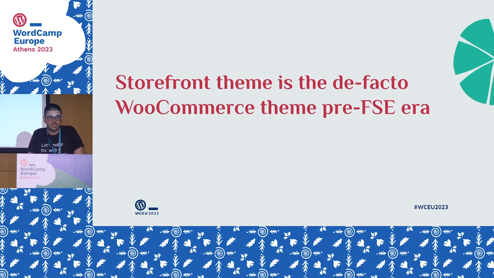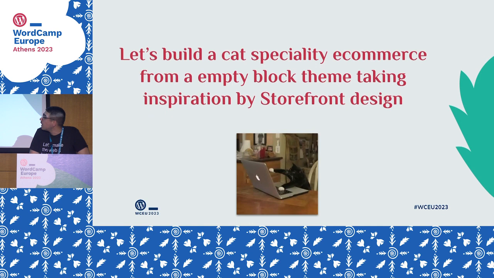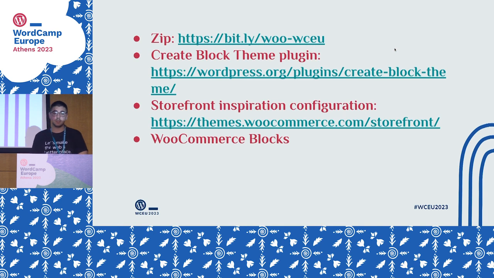With this workshop, I want to help you build a cat specialty e-commerce with the site editor, taking inspiration from the Storefront design. I don't know if you downloaded the zip that I shared on WordCamp Europe. Did you download the zip? I invite you to create a WordPress website with the zip. The zip contains the products to import in WooCommerce. After that, you have to install the Create Block Theme plugin that allows you to create a new block theme. After that, we will take inspiration from the Storefront theme for building the e-commerce. And obviously, you need to install WooCommerce and WooCommerce Blocks.